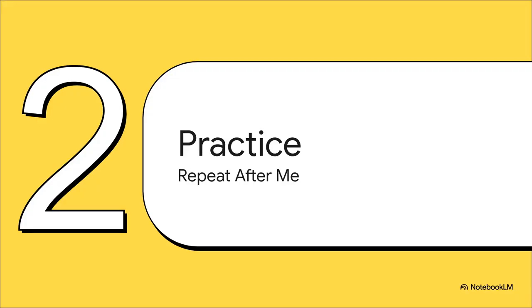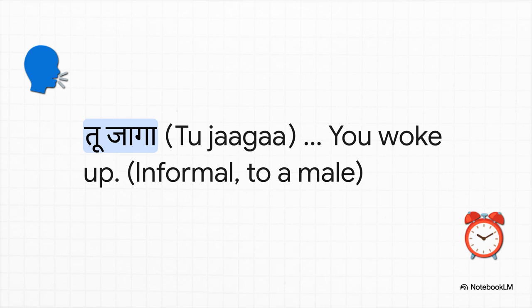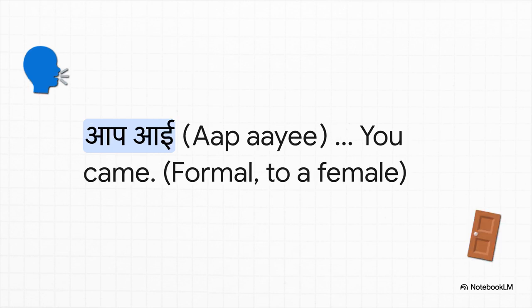Okay, you've got the rules, but knowing them is one thing, using them confidently is another. So let's make this second nature. I'm going to say a phrase and I want you to repeat it out loud after me. Don't be shy. Then I'll give you the English translation. Ready? Okay, first one. Tu jaga. Awesome. That means you woke up and you're speaking informally to a guy. All right, next one. Ap ai. Great. That translates to you came and you're speaking formally to a woman.